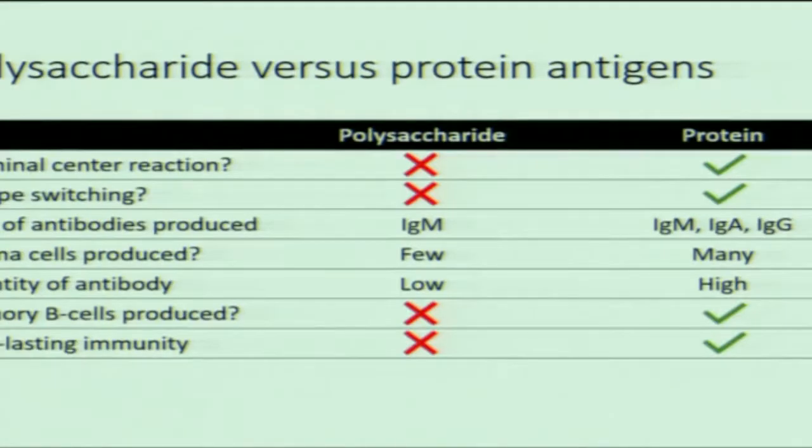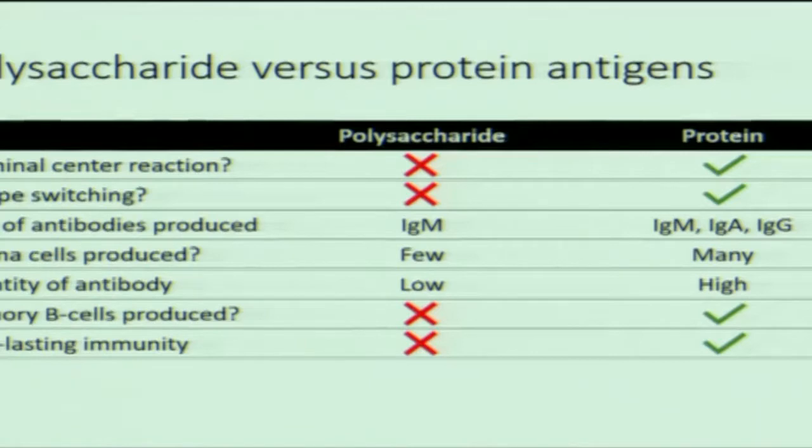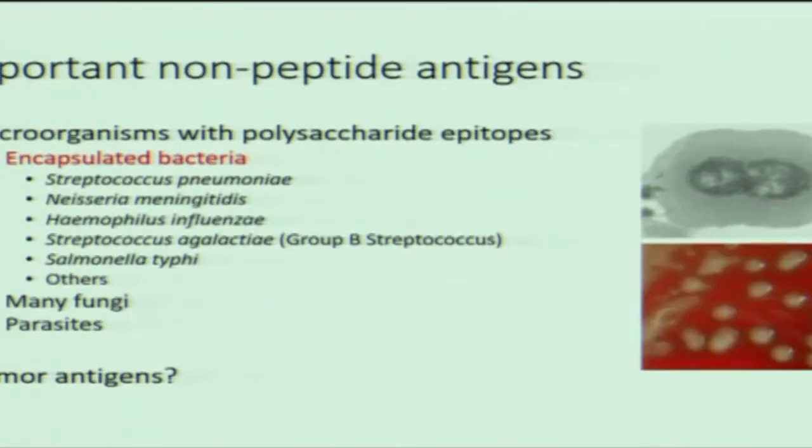So just to compare and contrast the final outcome of polysaccharide and protein antigens, you can see that protein antigens have a number of advantages in the sense that they produce a higher number of antibodies, higher quality antibodies, and a greater breadth of antibodies. So this is important because there's a variety of antigens that we encounter on a regular basis that are not protein antigens. And these are some important non-peptide antigens for human health.